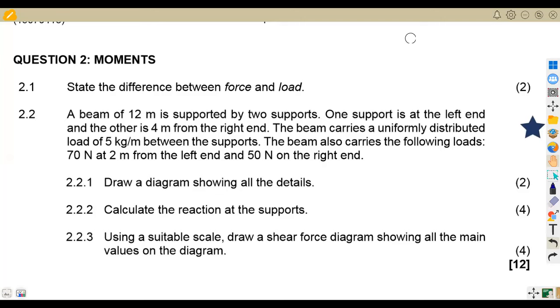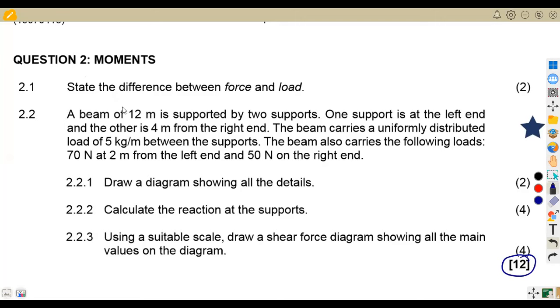On this platform, we shall be focusing on moments from the question paper which was written in November 2020. So we shall just quickly rush through the questions that we have on moments. We've got question 2, which carries 12 marks all in all.